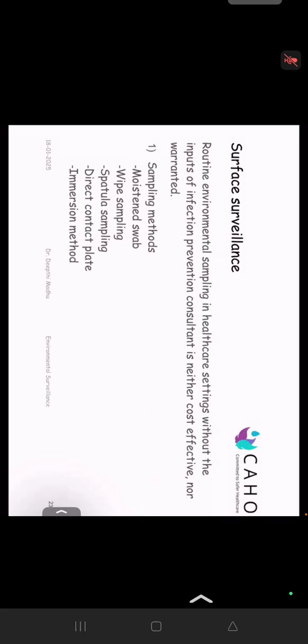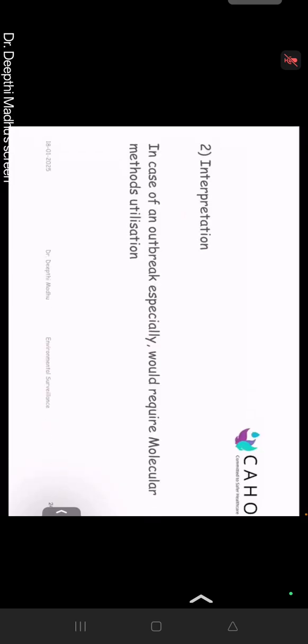In that situation, you can do wipe sampling using a sterile cloth, but you wipe it. Spatula sampling, direct contact plate. If it is, say, a cloth or something, you can take the cloth and apply it on that. That is direct contact plate. And then you can do the immersion method. If it is a liquid, you can immerse. There are culture media which can be done by immersion method also.